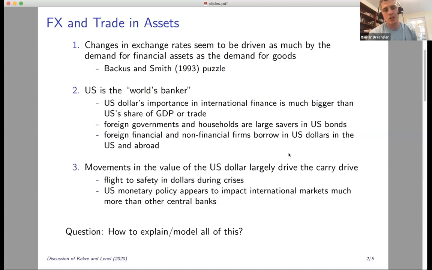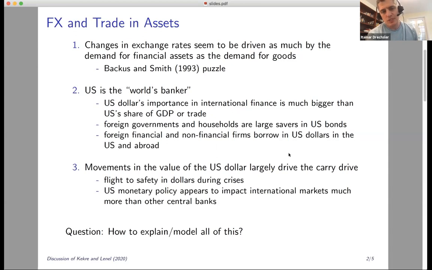Along with this, foreign governments, as most people know, are large savers into US bonds, as are foreign households. There are countries that are dollarized. So clearly the dollar has a very central role here. Another closely related observation is that foreign financial firms, intermediaries, appear to borrow in US dollars, as do non-financial firms, both in the US and abroad, as in the eurodollar market. That seems very related to why the US dollar is so important.